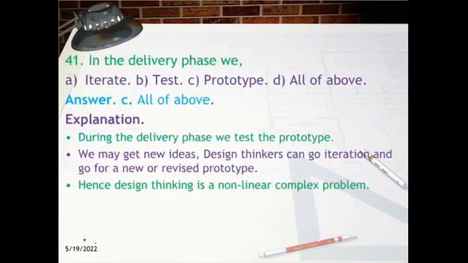41. In the delivery phase we iterate. B. Test. C. Prototype. D. All of above. Answer. C. All of above. Explanation. During the delivery phase we test the prototype. We may get new ideas. Design thinkers can go iteration and go for a new or revised prototype. Hence, design thinking is a nonlinear complex problem.